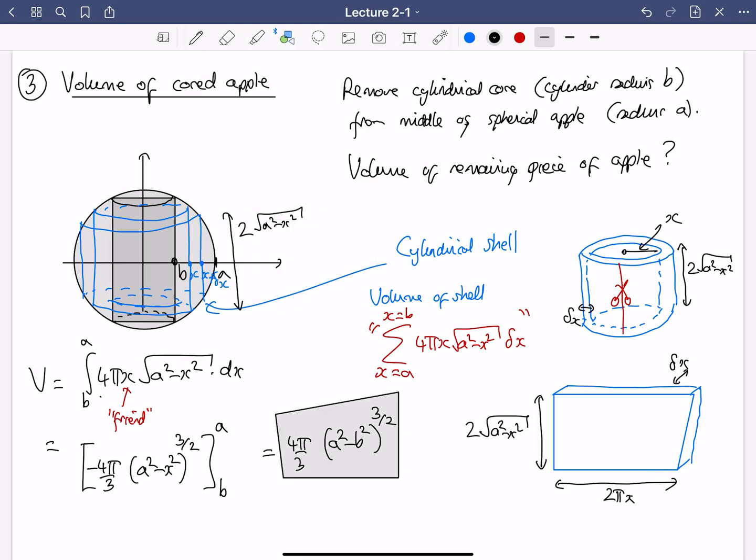Let's just do a little reality check. If b is 0 here, so there's no core, this should just recover the volume of the sphere. And when b is 0, that just becomes a squared to the 3 over 2, which is a cubed. Oh yes, 4/3 pi a cubed, which was indeed the volume of the sphere we were expecting from before.